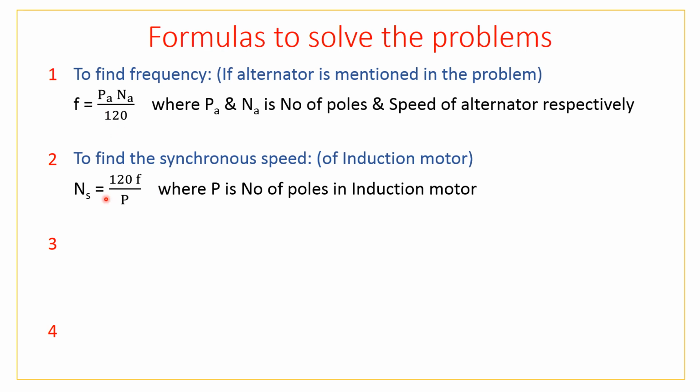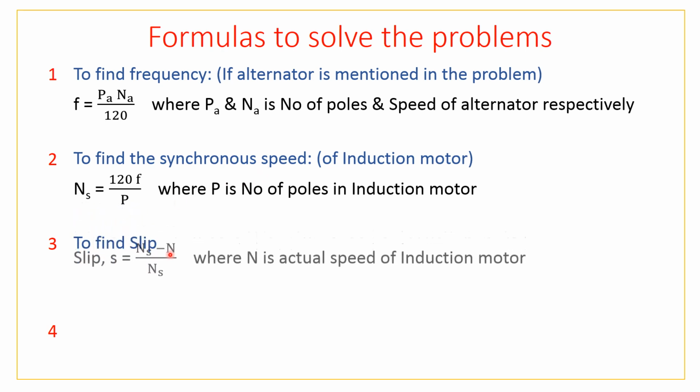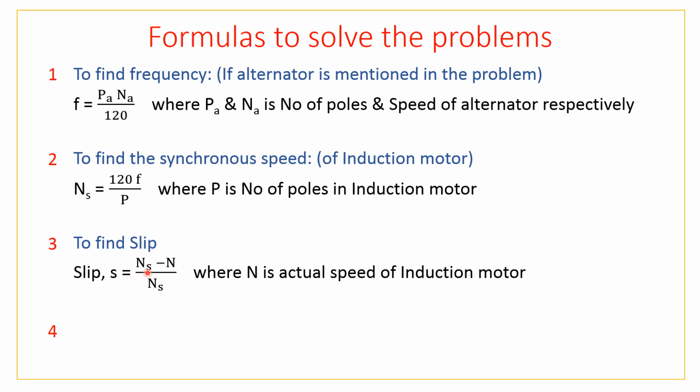So once I get frequency and synchronous speed, then I can find the slip. The slip S is equal to (Ns minus N) by Ns. Very important: Ns is the synchronous speed associated with the induction motor, and N is the actual speed of the induction motor. Remember, Ns is synchronous speed and N is actual speed. So (Ns minus N) by Ns will give me the slip. If they have mentioned percentage slip, then you must multiply this with 100, so you will get the percentage.